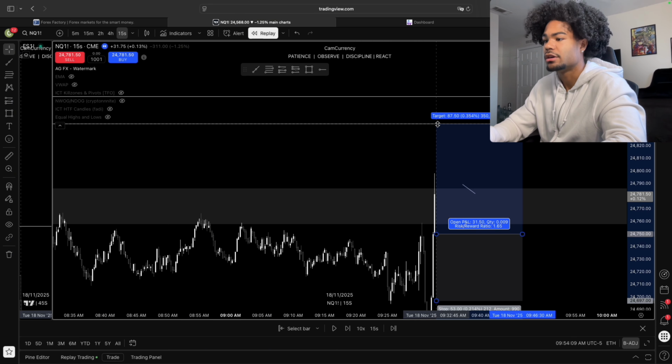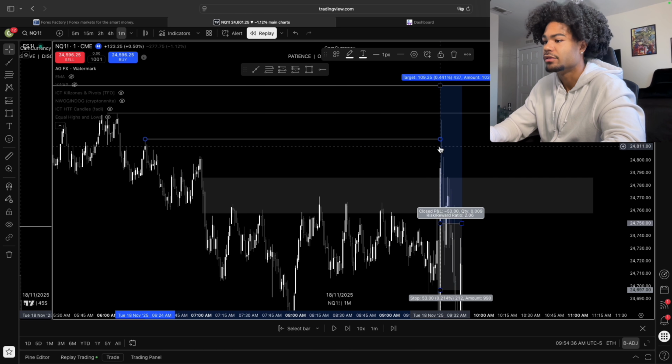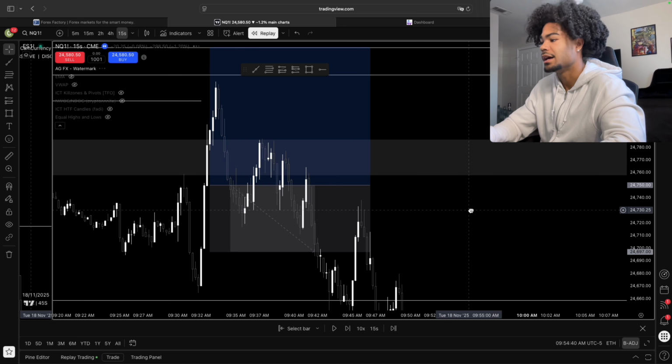As y'all can see, none of these highs were taken out. We left a lot of relative equal highs. I'm like, all right, I'm gonna hold to those. Now I did go break even once we ended up sweeping this internal high. I went break even right here. And as y'all can see, I got stopped out at break even.